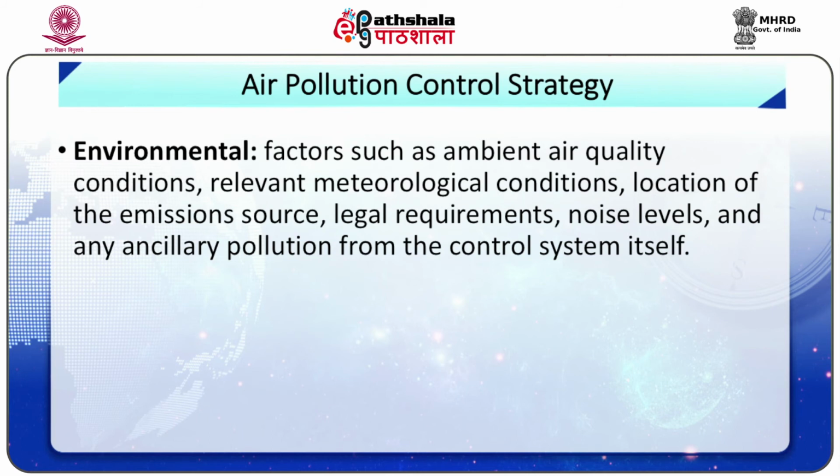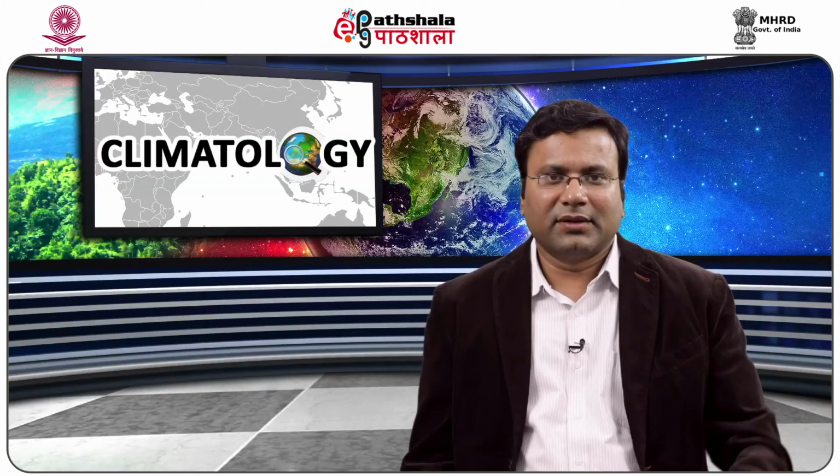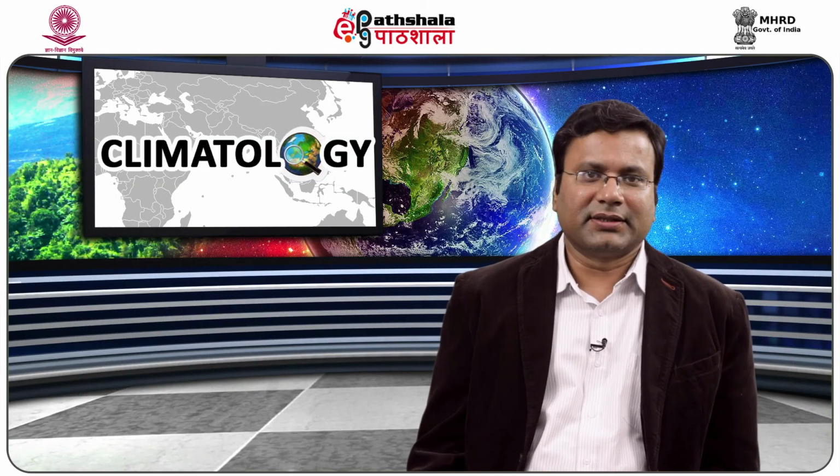First is environmental. Factors such as ambient air quality conditions, relevant meteorological conditions, location of the emission source, legal requirement, noise levels and any ancillary pollution from the control system itself. Second is engineering factors such as pollutant characteristics, abrasiveness, reactivity and toxicity, gas stream characteristics, performance characteristics of the control system and adequate utilities. For example, water for wet scrubber, where we can put air control devices.